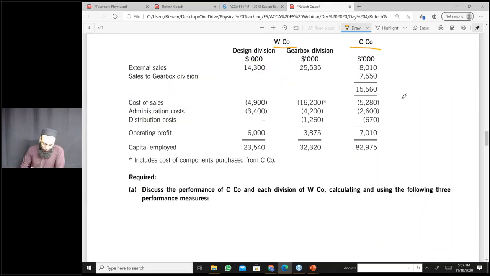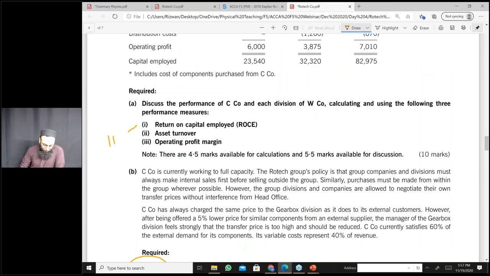Now we are provided with this information about their financials. Part A. You have to solve this yourself. I will provide you the answer today. Discuss the performance of CCO and each division of WCO calculating using following three performance measures. You have to work out ROS, asset turnover, and operating profit margin. There are 4.5 marks available for calculation and 5.5 marks available for discussion. So this is what you have to do by your own. I provided the answer. 10 marks.